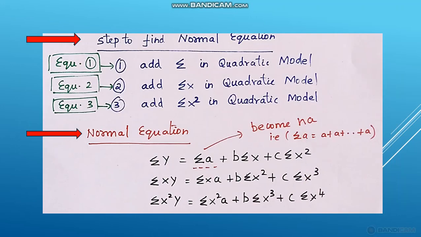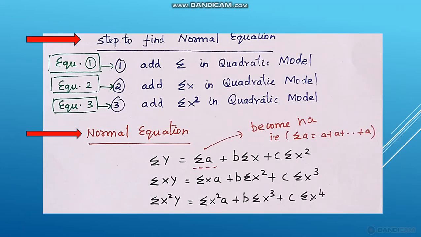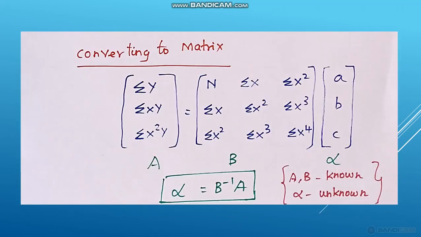The next step is we will convert this normal equation into matrix form. This whole equation we are converting into a matrix form like this. Here the first matrix is the A matrix, the second matrix is the B matrix, and the third matrix is the alpha matrix.